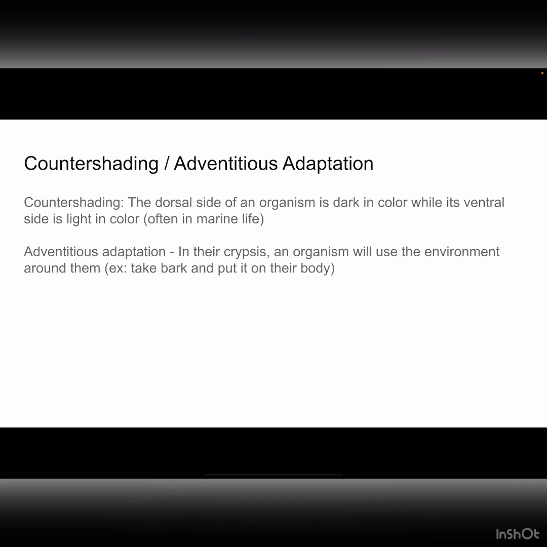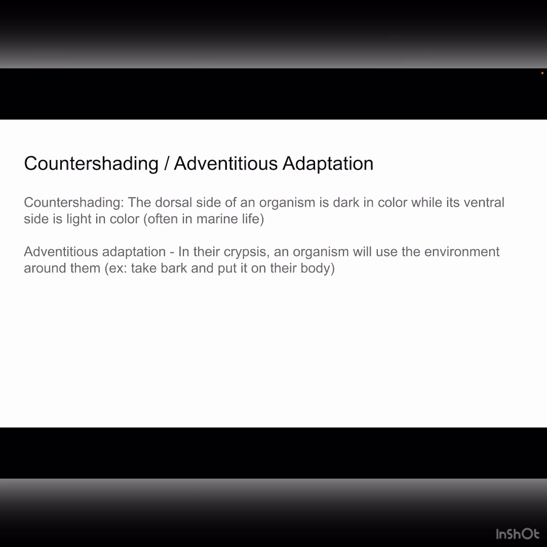Now we come to our final topic for today, countershading and adventitious adaptation. Countershading is when the dorsal side, the back of an organism, is dark in color while its ventral side, the belly, is light in color. This is most often in marine life. As for why, imagine that you're a bird looking down at the sea. The water's fairly dark, so if an organism wanted to blend in, it would have to look dark to you. Okay, now imagine that you're a fish looking up. The sky above looks pretty bright and it's a lot lighter than the things around you. So if an organism wanted to blend in here, they'd have to be pretty light. Some organisms do both of these things by looking dark to those above them and light to those below them. This is essentially what countershading is.